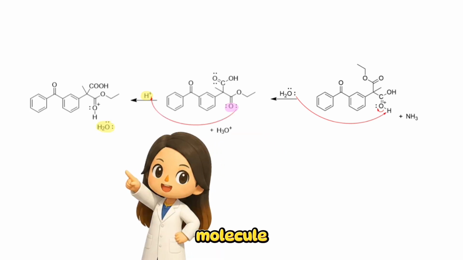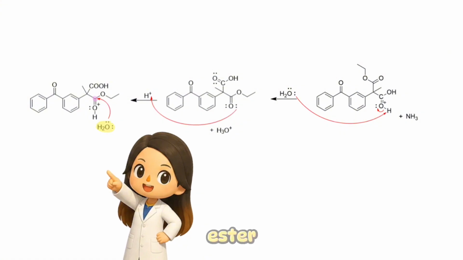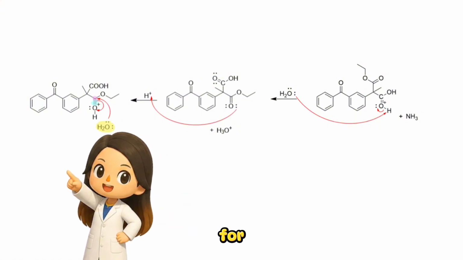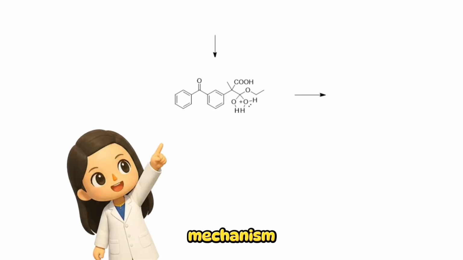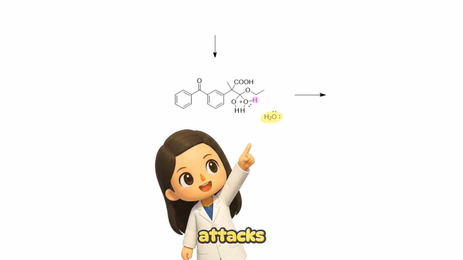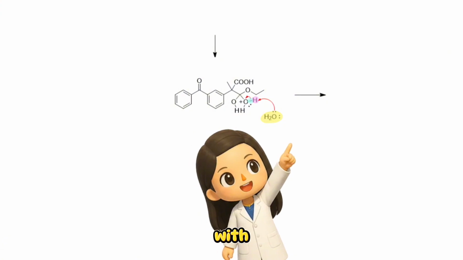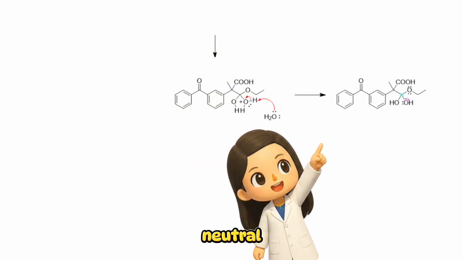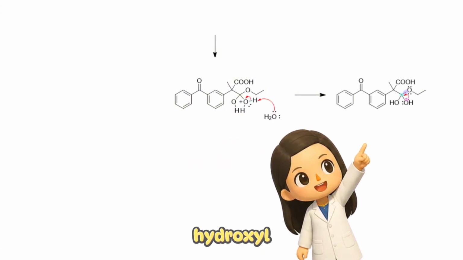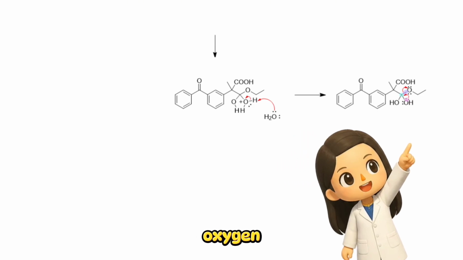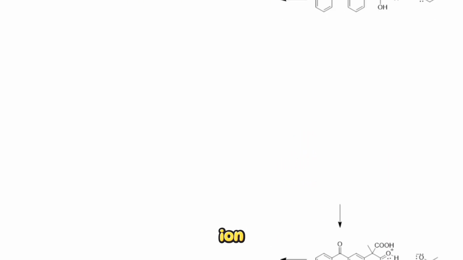Finally, a water molecule attacks the carbon of the protonated ester, initiating the ester hydrolysis for the next stage of the mechanism. A water molecule attacks a hydrogen, causing the electrons to return with the oxygen, making it neutral. The electrons of the hydroxyl group go down to reform the carbon-oxygen double bond, repelling the attacking ion.